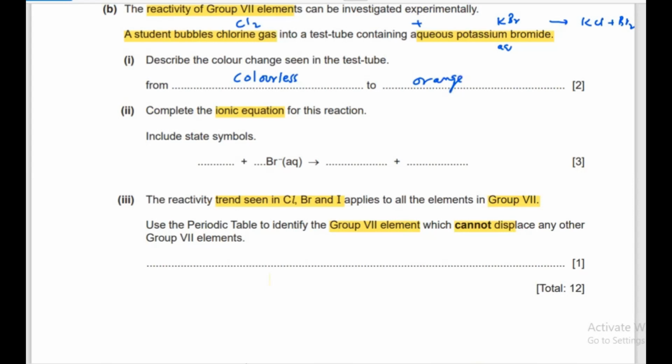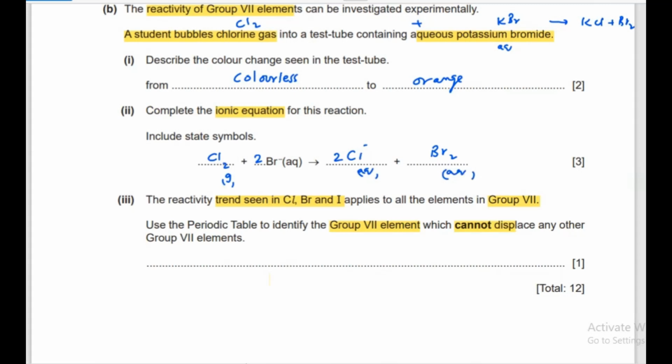Now complete the ionic equation. So in KBr, the Br is in the form of a negative ion. So just put the Cl2 here. In KCl, the Cl is negative, and then there is a Br2, so you can balance this equation. There are two chlorines, so you can put two here, two bromine, you can put two here. So this is the balanced ionic equation. Chlorine gas is bubbled through aqueous, and we are getting the aqueous solution of chloride ion and the aqueous solution of bromine.